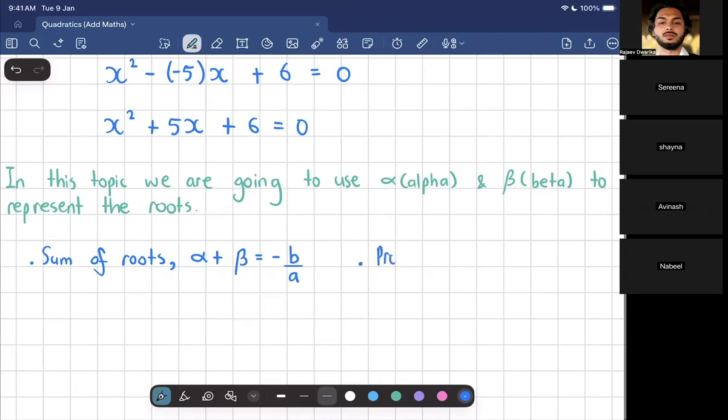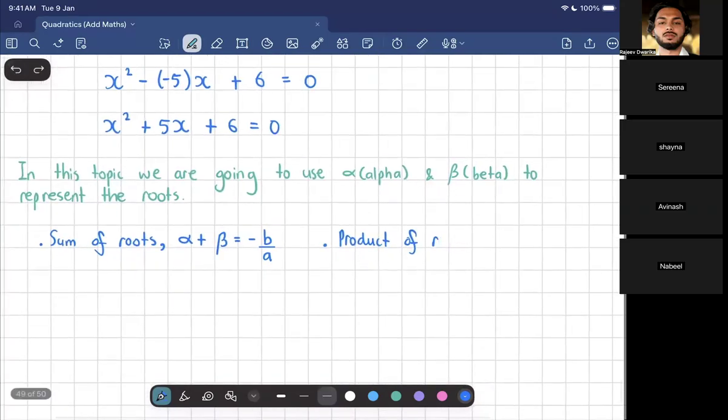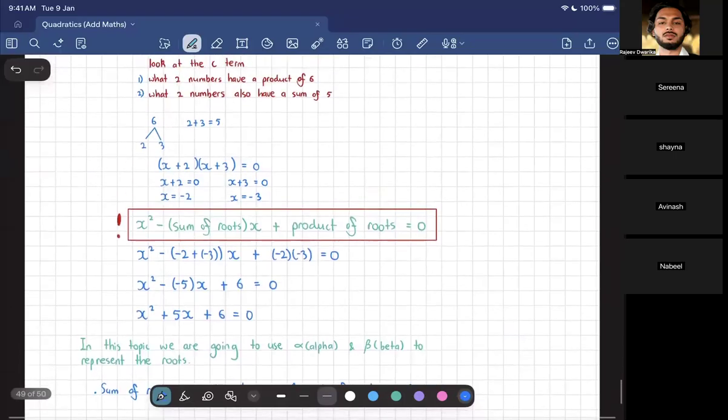And the product of roots. That's alpha by beta, right? And that's c all over a. Great. So guys, copy that down, right? And we are going to verify this with the previous example.